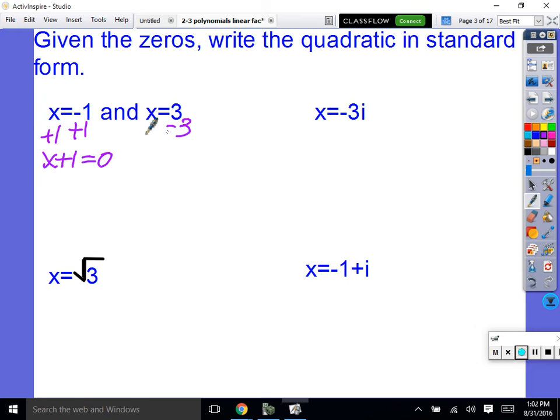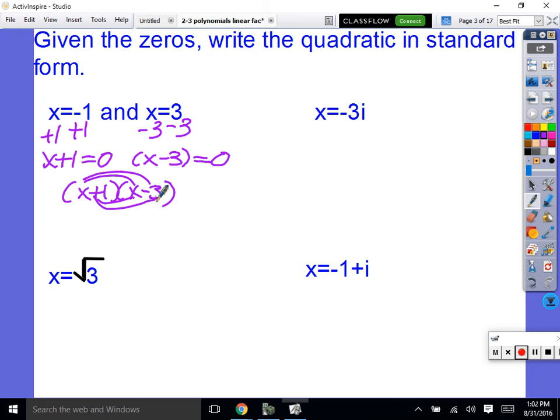Right here, subtract 3. So wasn't x minus 3 equal to 0 another linear factor? Before they were split apart, we had x plus 1 times x minus 3. Then you double distribute, combine like terms. I'm not going to do that. Questions?